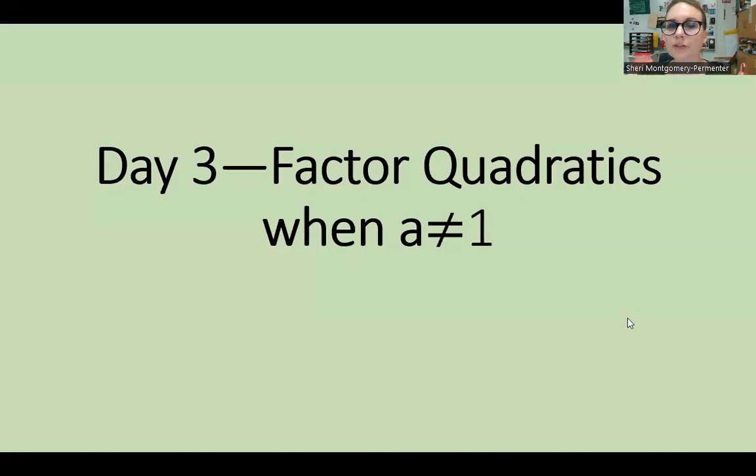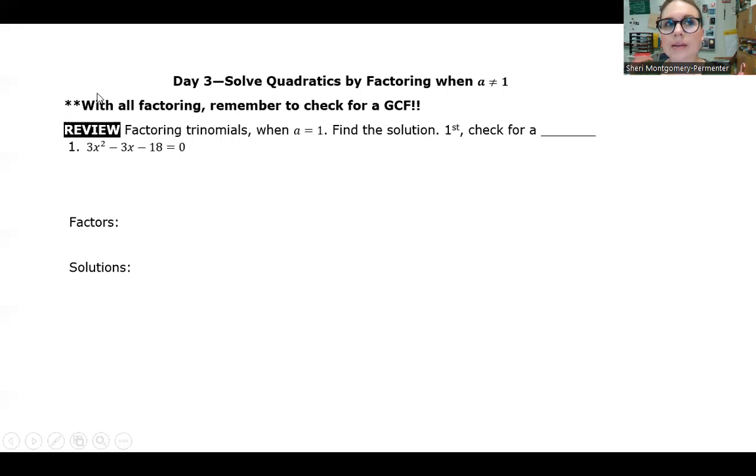So today is factoring when the leading coefficient is not equal to 1 for a trinomial. Sometimes they look like this. With all factoring, you should always double check to see if there's a GCF. Sometimes if there's a GCF, then you can divide that out and then it's fast factoring. Sometimes it's not, but sometimes it is. So let's take a look at question number 1.